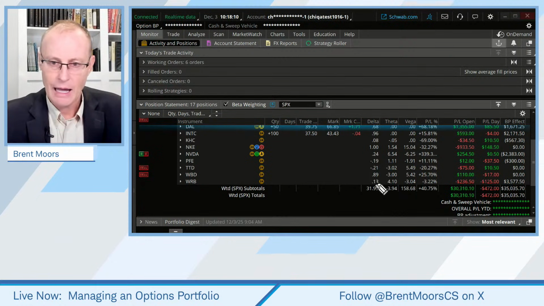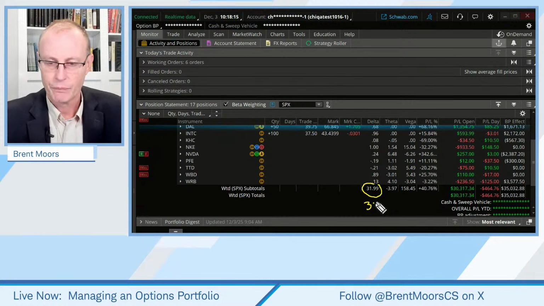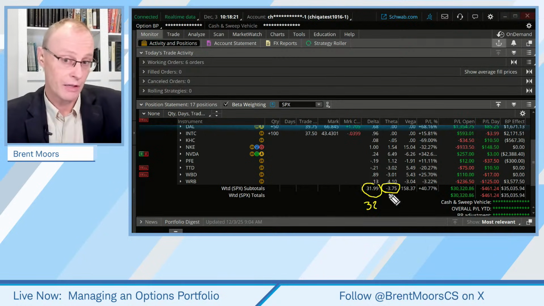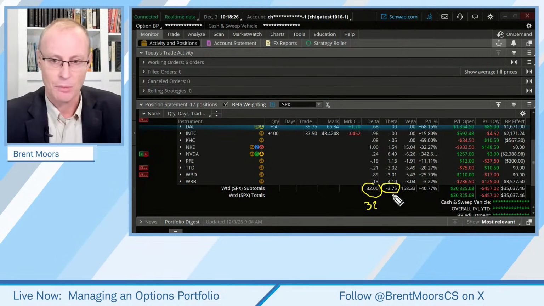Right now, I have a beta weighted delta of around 32. We already mentioned that. I have a negative theta. I generally like to keep that pretty small or positive if possible. The negative amount, I'd like to keep the negative amount small, but if possible, I'd like to get it positive.